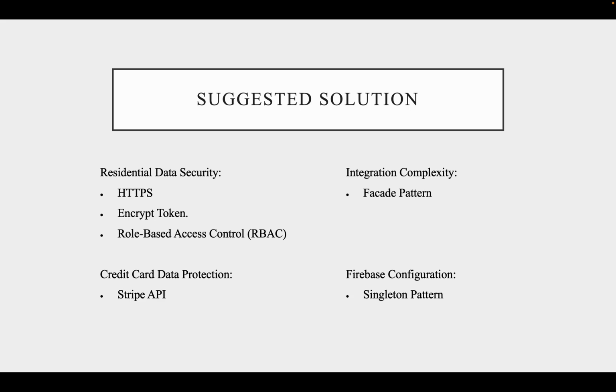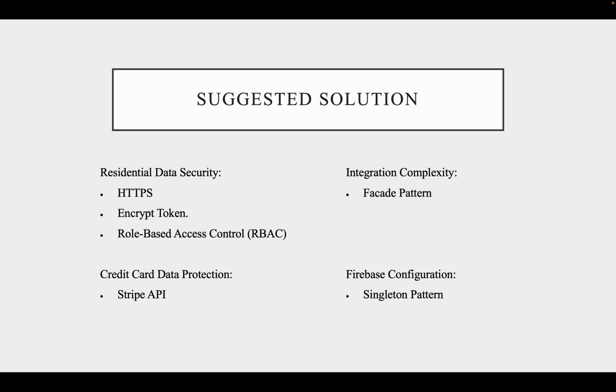Okay, the first problem we need to face is residential data security. We can use HTTPS to encrypt location information during transmission. And we can encrypt session IDs and user tokens by using hashing. The last thing we can do is implement role-based access control to restrict access to residential data according to user roles. For example, a user can access only their own address.